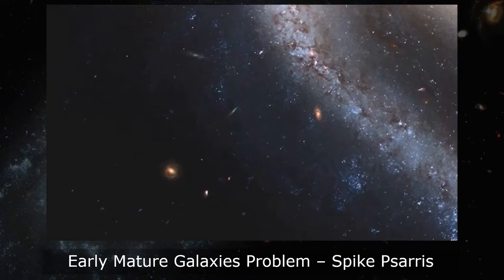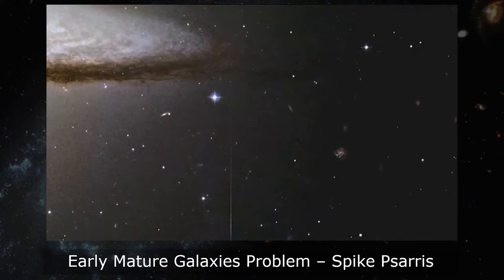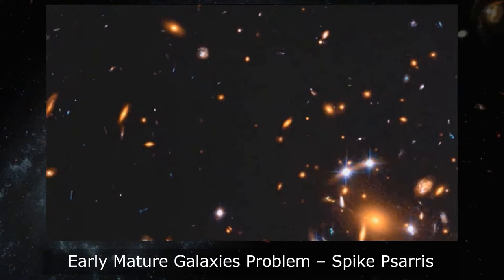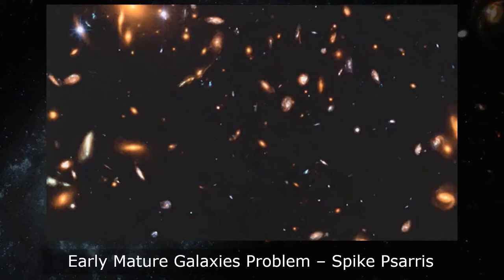As we've looked farther and farther out, we're discovering mature galaxies at farther and farther distances. This has been called the early mature galaxies problem. We're finding mature galaxies where the Big Bang model says there shouldn't be any. For example, in 2004, astronomers announced the discovery of 300 mature galaxies that are so far distant that evolutionists believe we're seeing them as they were just 3 to 6 billion years after the Big Bang.